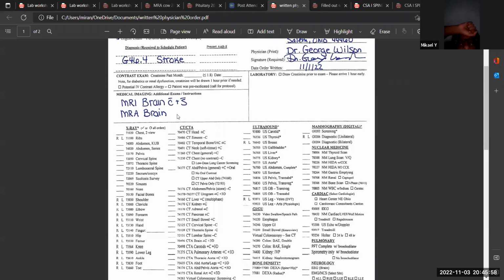Doing the MRA first and then the MRI afterwards. Yeah, actually you could. Go ahead, Mike. If you gave them contrast, then it'll mess up the MRI. You don't want to do an MRA with the contrast if we're using time of flight imaging.